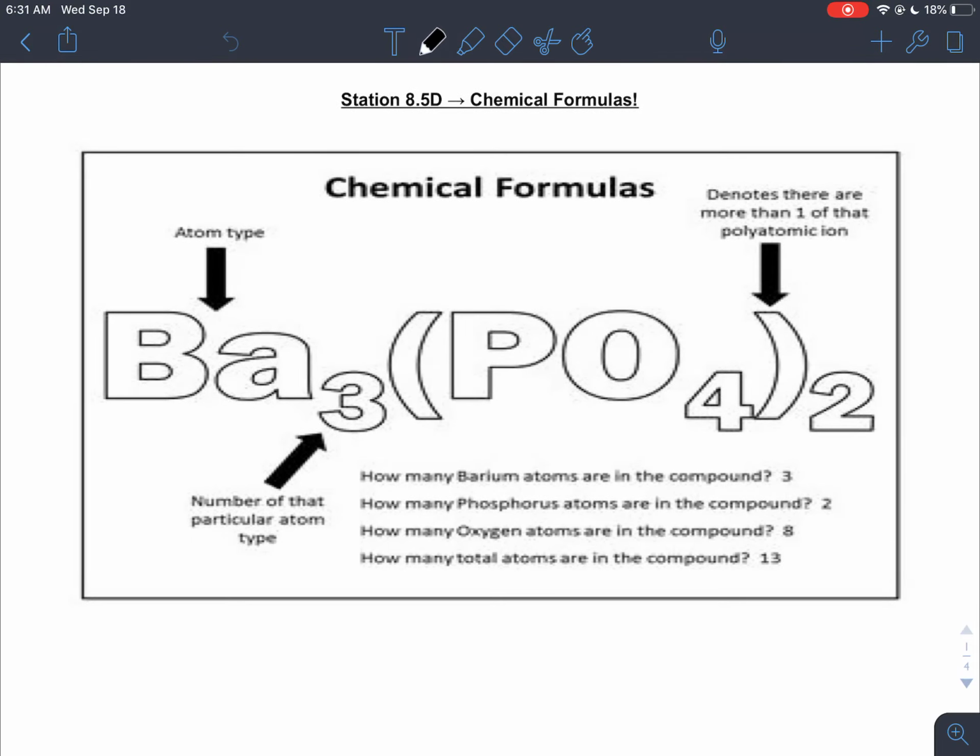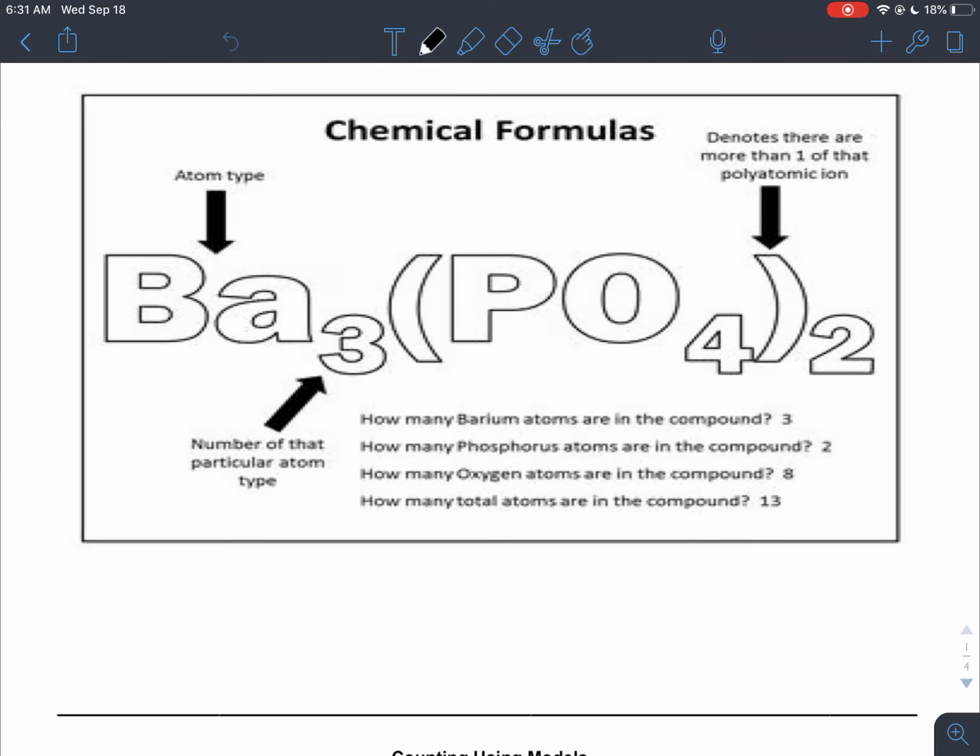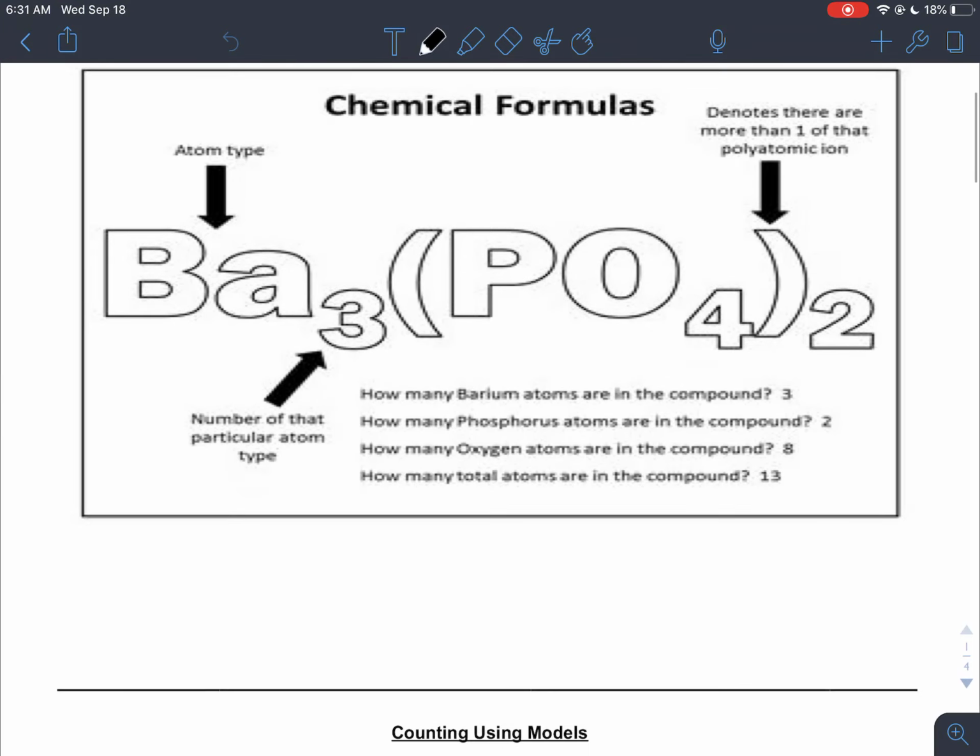In this station, you are reviewing 8.5D. And what 8.5D talks about is counting the number of atoms of certain elements in a chemical formula. Okay? This whole big top part is actually a worked out, complicated example for you. I'm going to go through how they got their answers. Then we're going to define the difference between atom and element, which I've done a poor job of explaining this year. And then we're just going to practice over and over, all right?